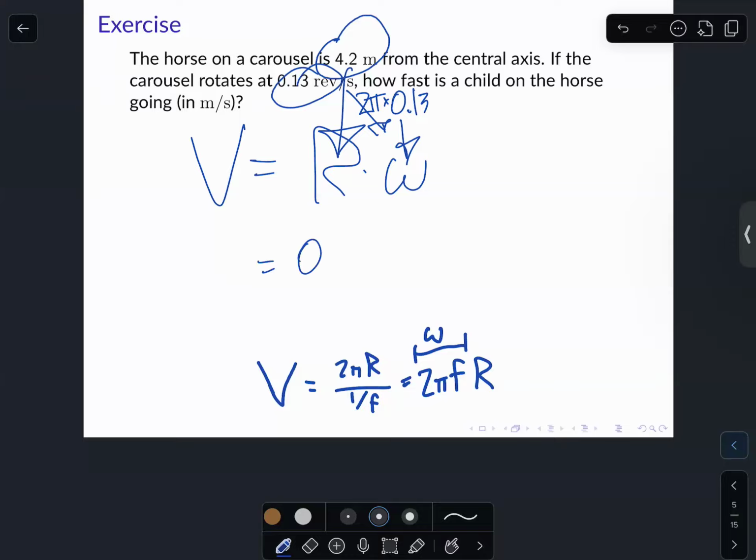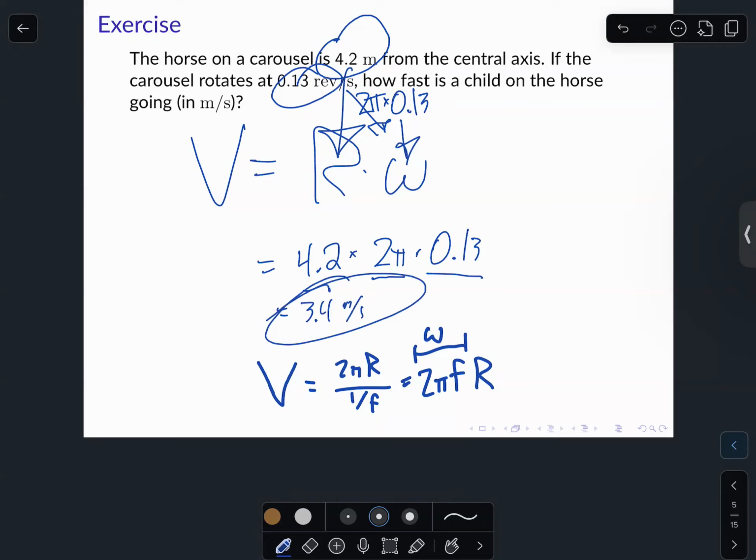So this is 2 pi times 0.13, the radians conversion of the measure of frequency. Plug and chug gives you 4.3, if I recall correctly. 3.4, right? Wasn't it? That is the equation that I was deriving. That's where it comes from.